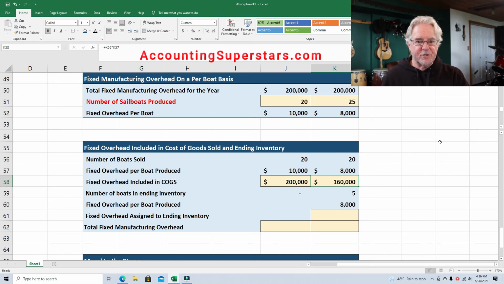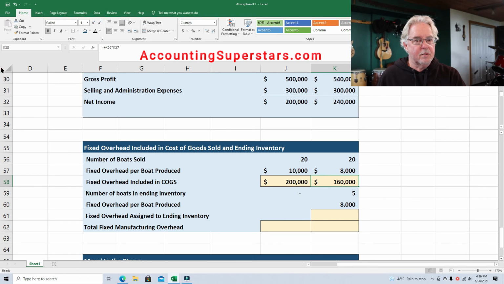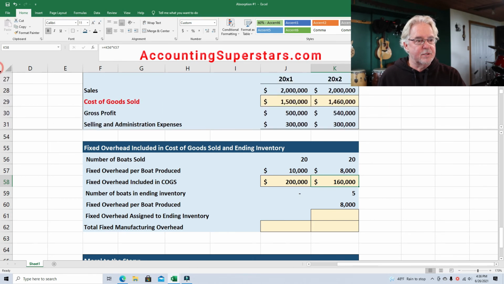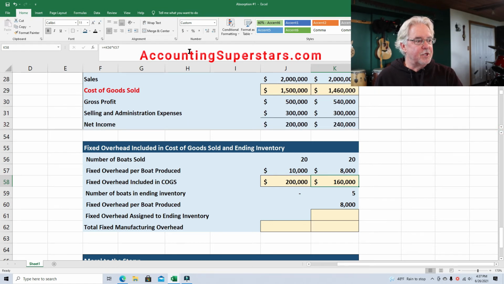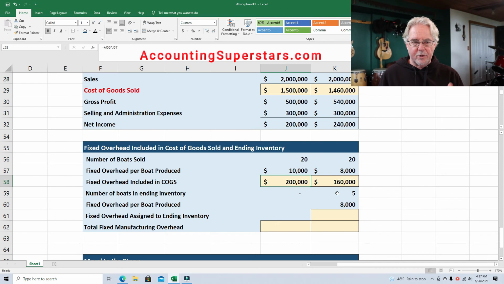Okay, let's stop here just for a second. Let's go back up to the income statement. Here it is. Look at this. The cost of goods sold is off by $40,000. Off by 40. They're different, where the 2 years ought to be identical. And check this out. The fixed overhead included in cost of goods sold is off by 40,000. And you would think they'd be the same because both years are identical, but we're learning that no, they're not, just because of the way we do our accounting. It's not that the company's doing better.